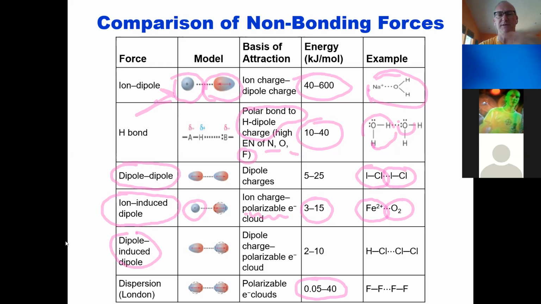Any questions about these particular forces? I'm going to come back to this next week. But I just wanted to sort of introduce you to the different forces and how they're stronger or weaker than each other. Any questions?